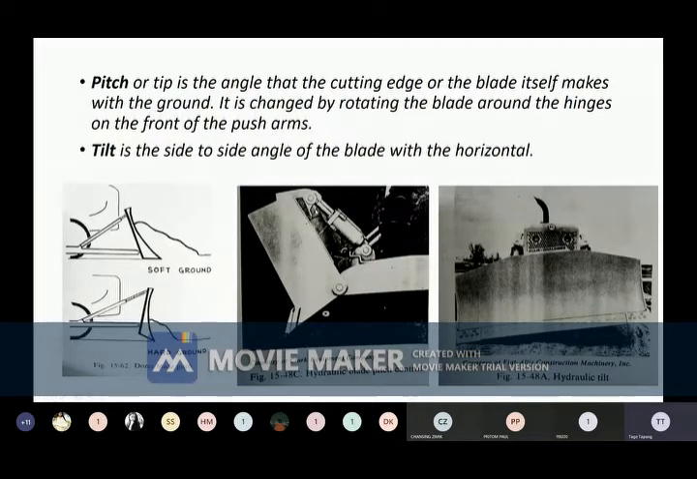Here also you can see the hydraulic cylinder and piston rod. If we pull this piston rod inside, the angle of attack will be less. It will become somewhat like this. And if you extend it further, the angle of attack will be high. Now what is tilt? Tilt is the side to side angle of the blade with the horizontal. You see here, this has been tilted hydraulically. The angle this blade is making with the ground, with the horizontal, that is your tilt angle.